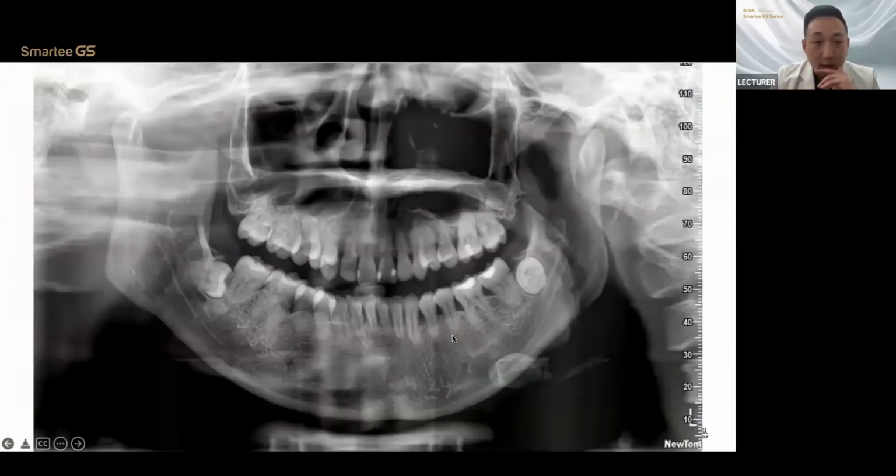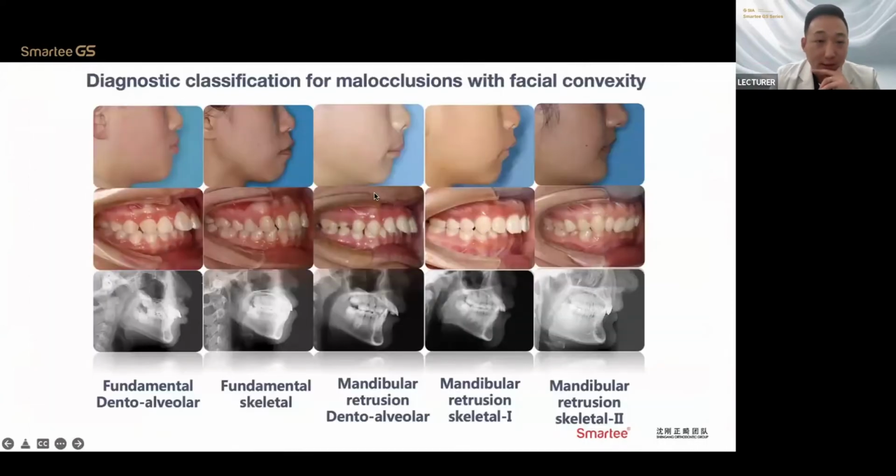Okay, and then for the OPG, you can see the condyle. The shape of the condyle is not very good. The good shape of the condyle in OPG should be like the shape here. But the condyle is not very good for this patient. And okay, as for the classification, this case we call the mandibular retrusion, skeletal class 2 type. And this is a good indication for S8 SGTB.